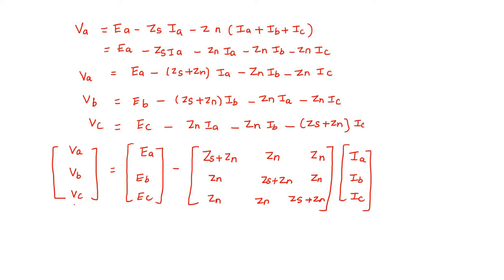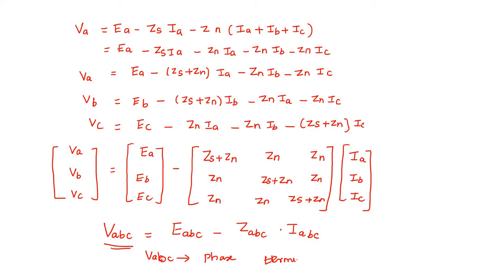Afterwards, in compact form, we write VABC equal to EABC minus ZABC into IABC, where VABC is the phase terminal voltage vector, and IABC is the phase current vector.